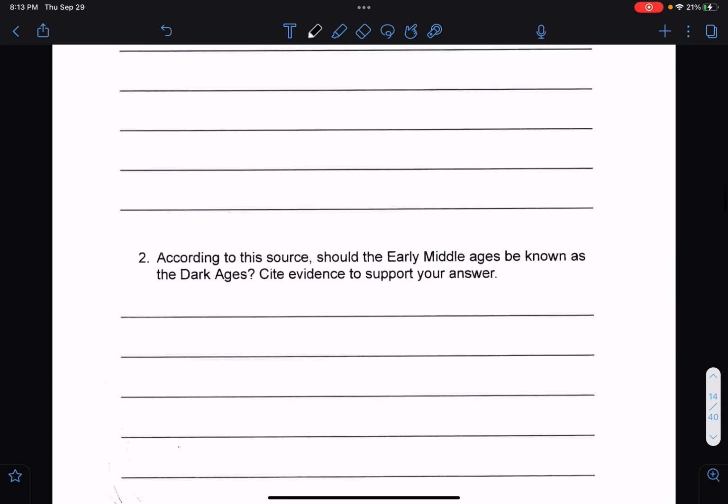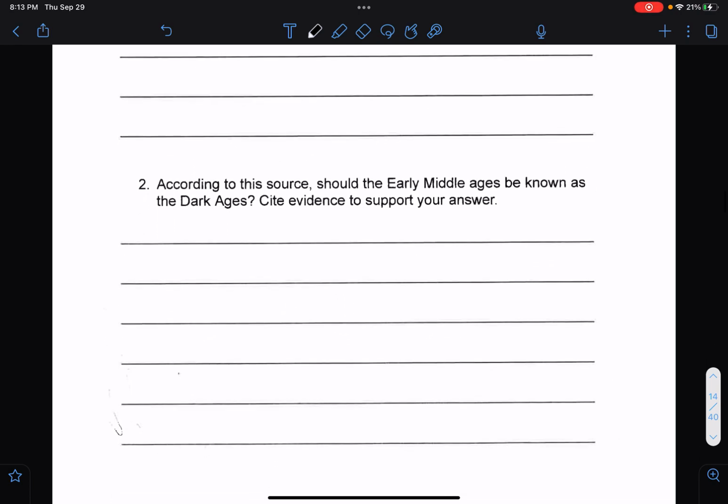According to this source, should the early Middle Ages be known as the Dark Ages? Cite evidence to support your answer. Here you can say according to this source. Yes, you can actually start that way. According to the source.